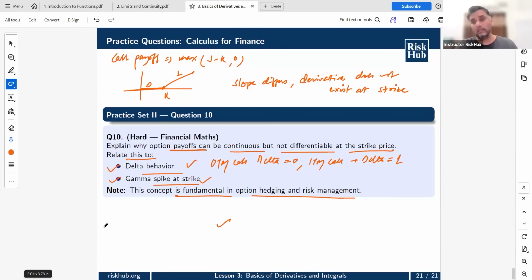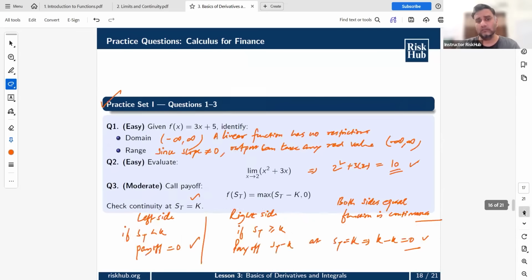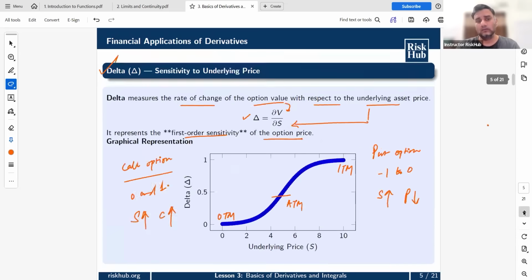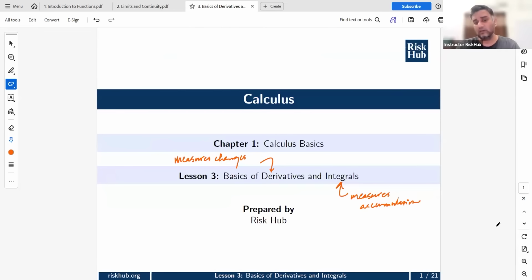Very, very important to understand. Again, a little lengthy, but not difficult at all. There are a lot of concepts here related to the financial world, but the point is that we have to correlate the concepts. You start with the first topic: ultimately, we are covering the derivative and the integral. Derivative measures change, integral measures accumulation.